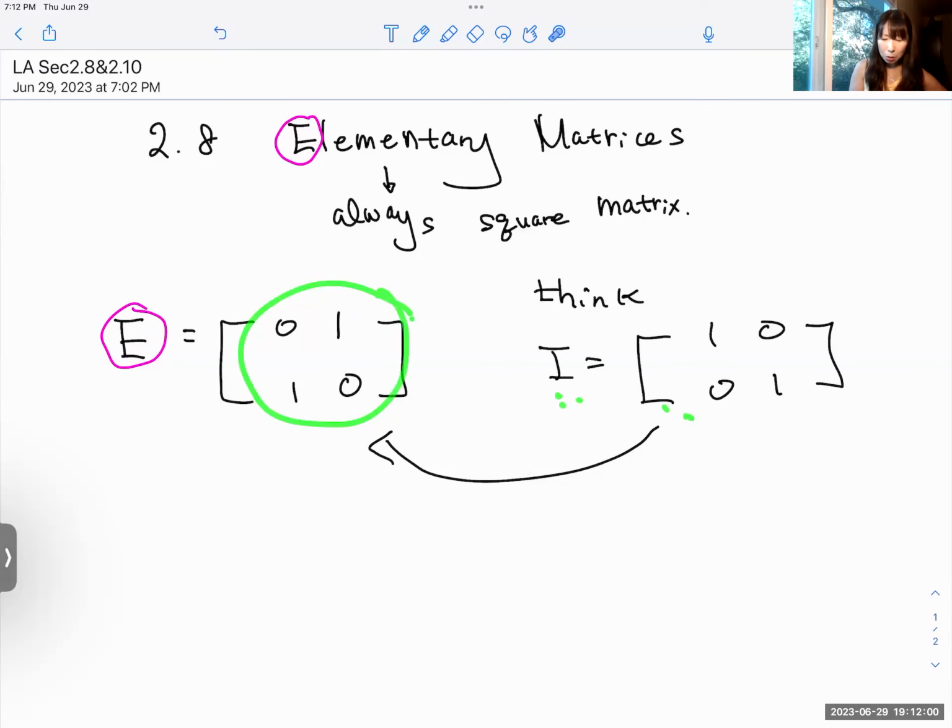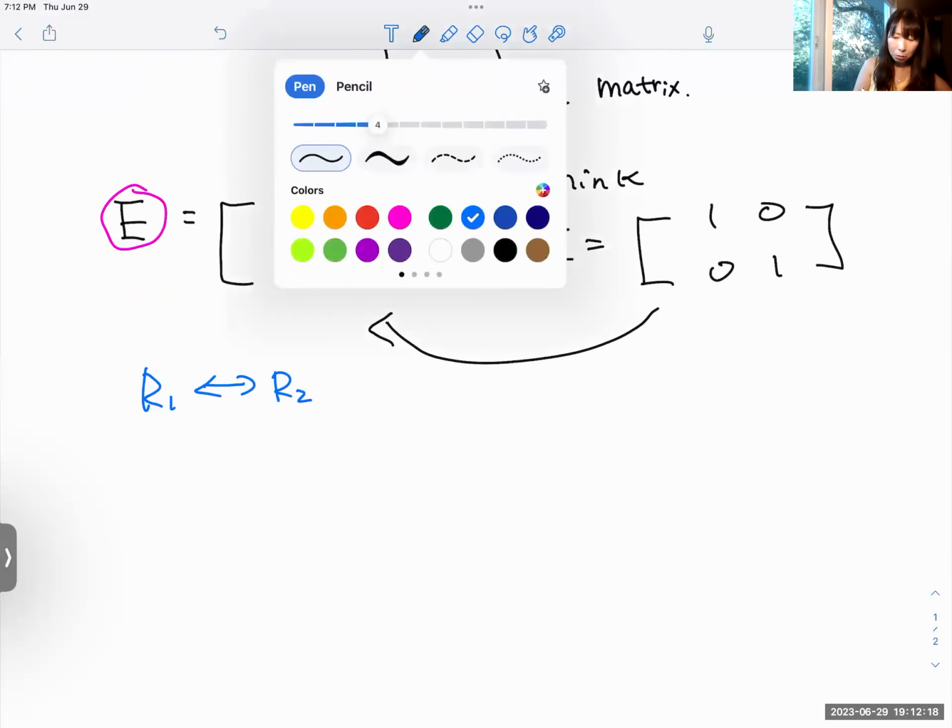How do we make this one? So we change the rows, right? So then we can make that, right? Yeah. Okay, how about the other one?